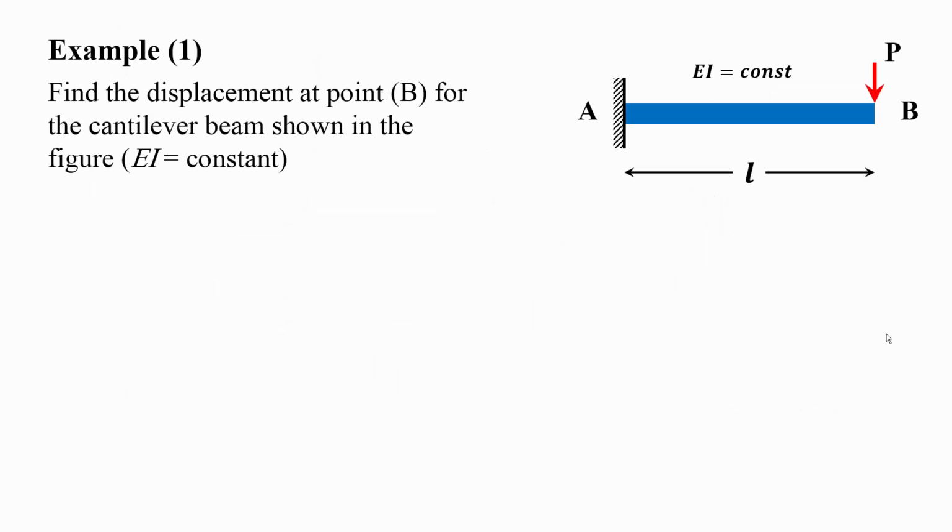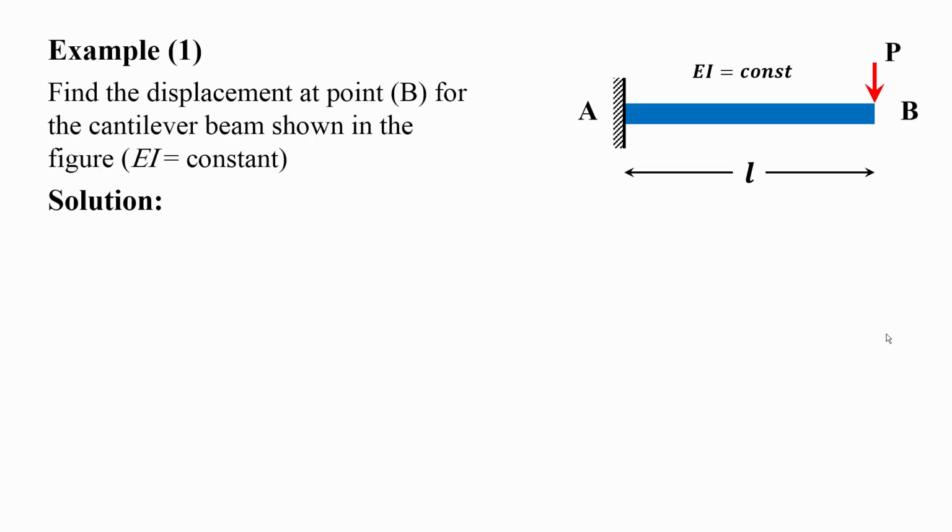So this is my first example. I have this cantilever beam with a constant EI. So E multiplied by I is a constant, meaning that the beam is made from a single material, and the moment of inertia is constant, meaning that the cross-section of the beam doesn't change along the length of the beam. And I'm asked to find the displacement at point B, where the point load P is acting.